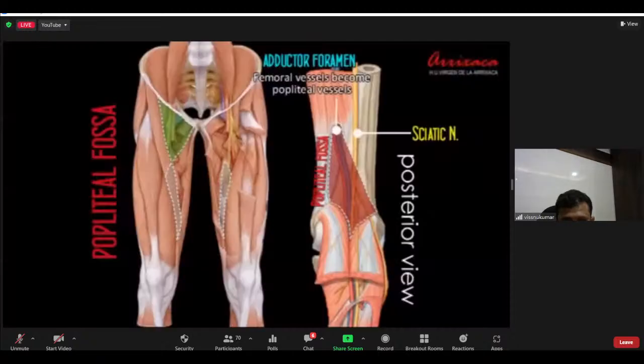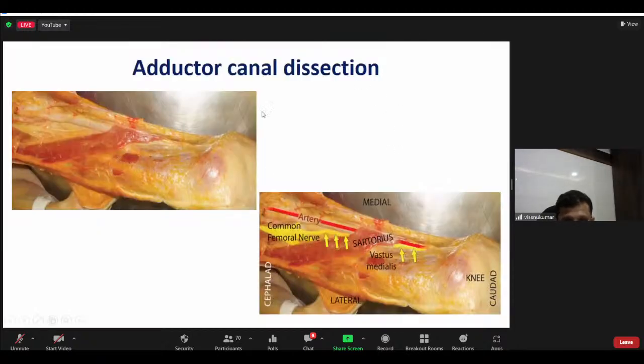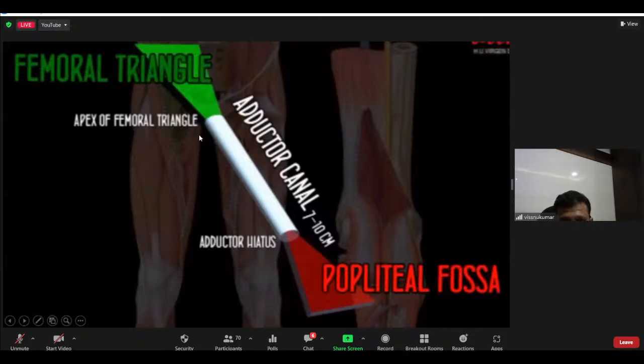Okay. So this is the anatomical dissection. Here you can see the muscle which is going from lateral to medial is the sartorius, and here you can see the femoral artery. And here you can see the common femoral nerve, and its branch, mainly the saphenous nerve, is going to enter into the adductor canal. You can see the femoral triangle, the apex of the femoral triangle, the adductor hiatus, and this is the popliteal fossa. Usually the adductor canal is 7 to 10 centimeter, and it is almost 12 to 15 centimeter below the inguinal ligament.